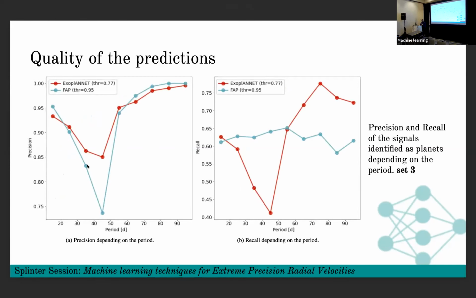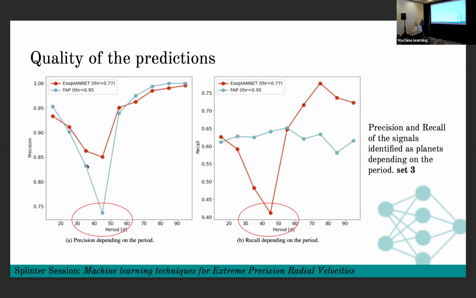Now, the same analysis, but with precision and recall, depending on the period. Both methods lose precision in the period range between 30 and 60, but the precision of the FAB drops much more than exoplanet. And on the other hand, the FAB shows a relatively constant recall across orbital periods, while the network exhibits a clear decrease at around the same period range.